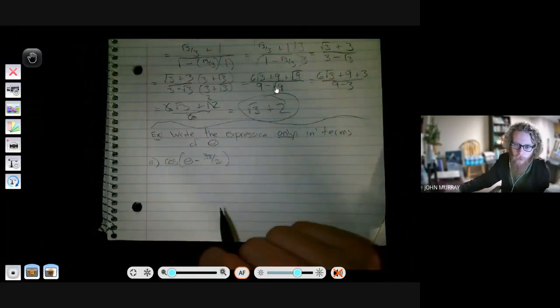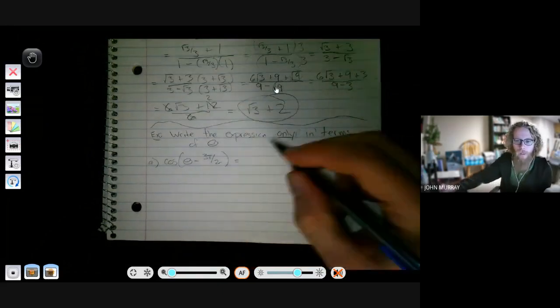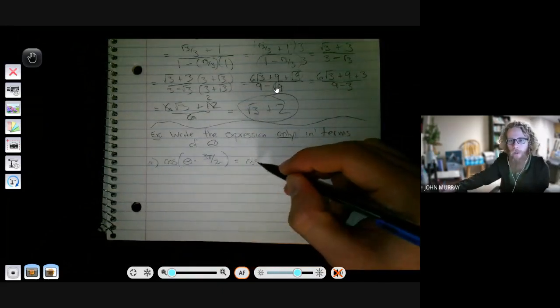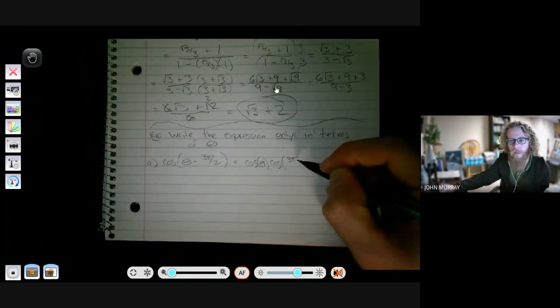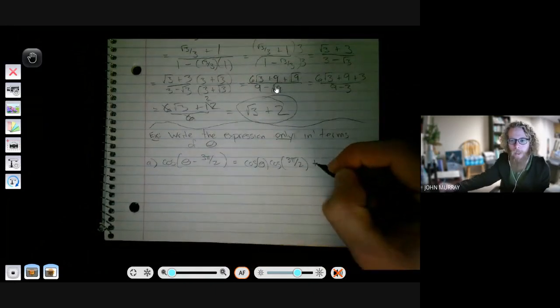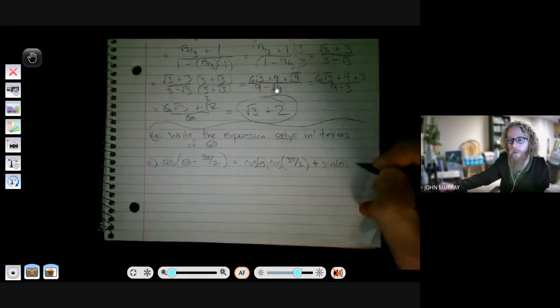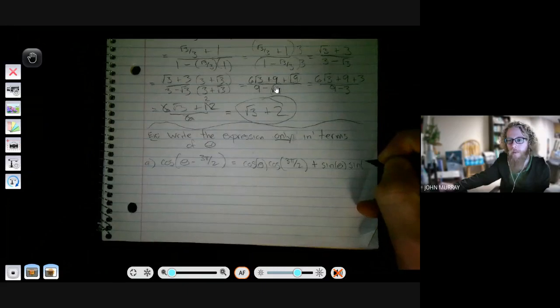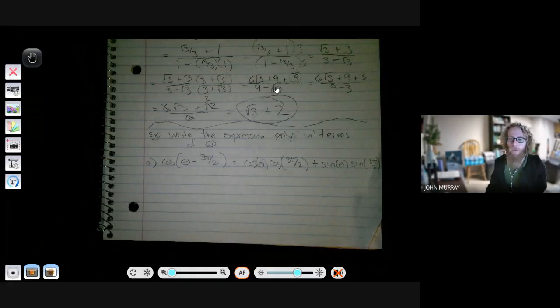All right, so I'm not going to write the whole thing out just because I want to save space. But I can rewrite this as the cosine of the first times the cosine of the second. Because this is minus and we're dealing with cosine, we're going to have plus. Okay, it's the opposite for cosine. And then we have sine of theta times the sine of 3 pi over 2. So this works nicely because I don't have to break down 3 pi over 2 anymore.